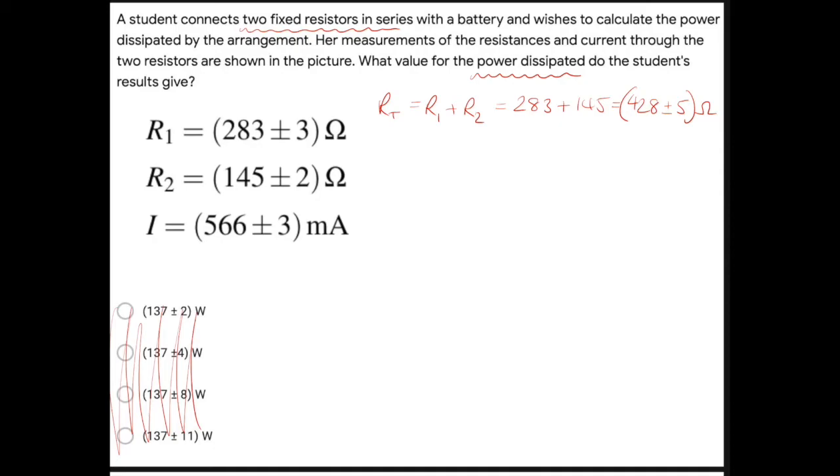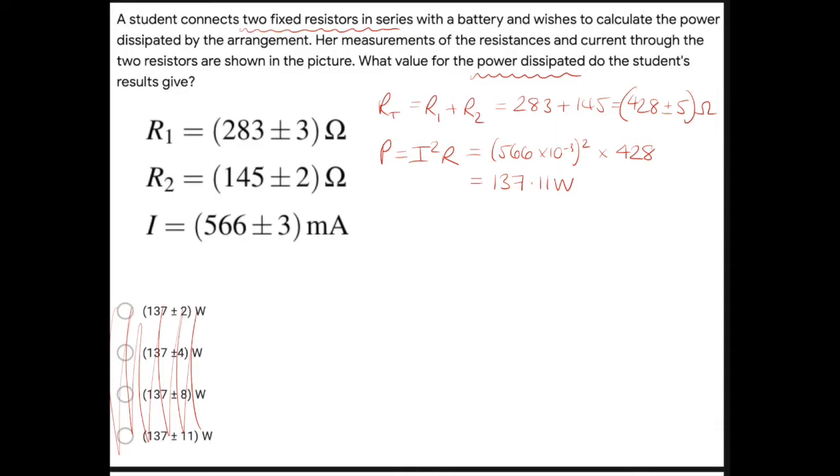Now, we're being asked to work out power, having been given resistance and current, and therefore the formula we're going to use in this instance is I squared R. So what we'll do first of all is calculate the value for power that we will be working with. Our current here is 566 milliamps, so that's times 10 to the minus 3, squared, multiplied by our value for resistance, which we just calculated to be 428. So our total value for power is 137.11 watts.